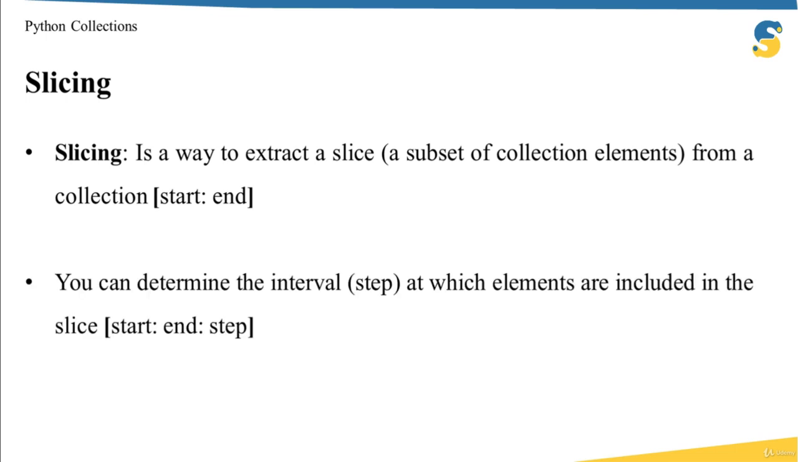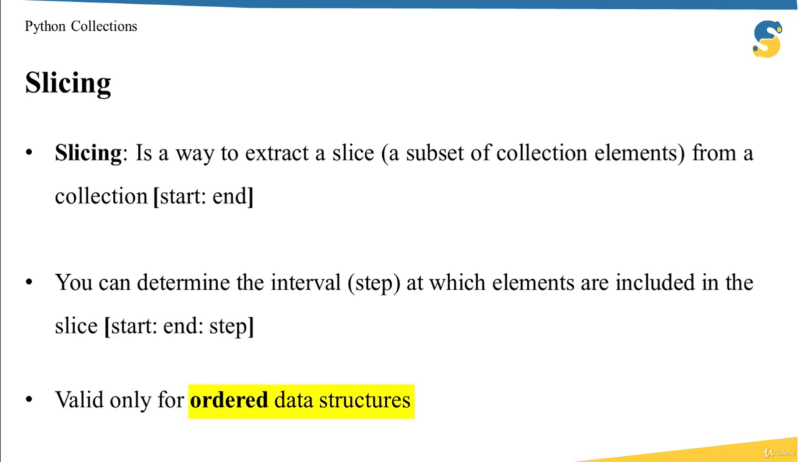Sometimes you don't want to move step by step, so in this case you can determine the interval step at which elements are included in the slice. In this case you will add a third number, which is the step. So you will say slice, start, colon, end, colon, step. Since I am mentioning start, end, and so on, you will feel that I'm talking about order. So slicing is valid only for ordered data structures. Any data structure that supports indexing but is not ordered, you cannot use slicing with.